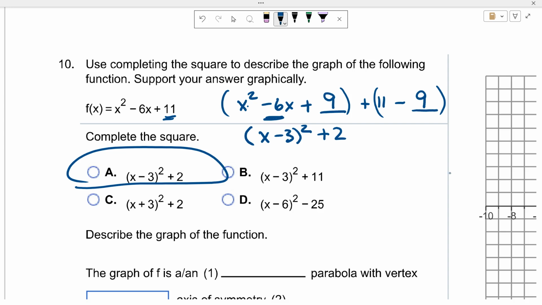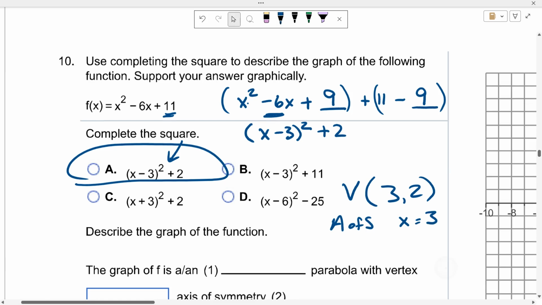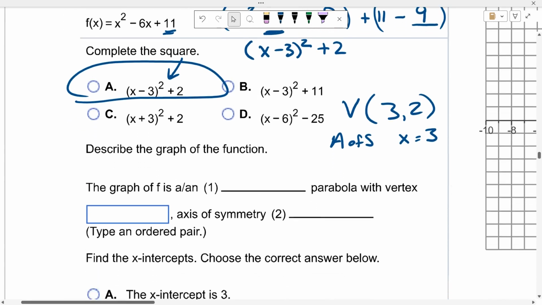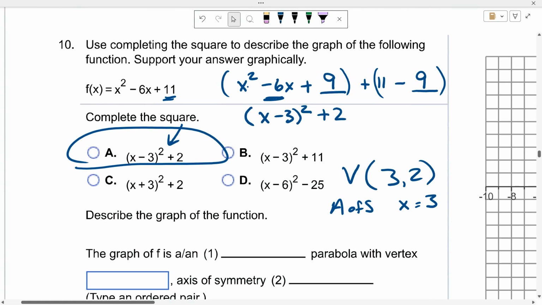Now that we've got that, the vertex is at where on this one? 3, 2. Okay, it's a parabola with a vertex of 3, 2. The axis of symmetry is always x equals the x value of the vertex. To find the x-intercepts, set the function equal to 0 and solve.